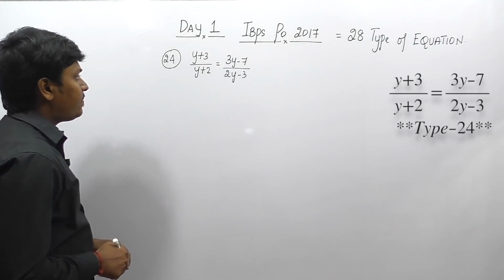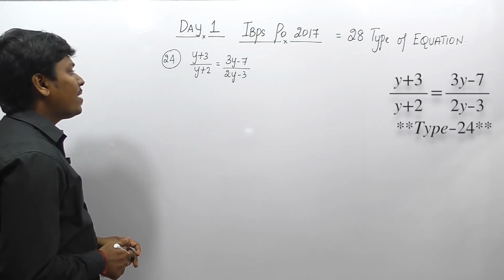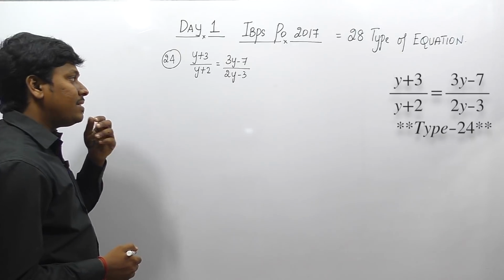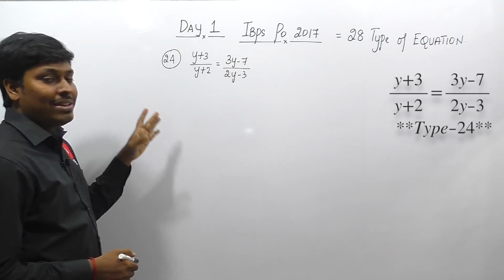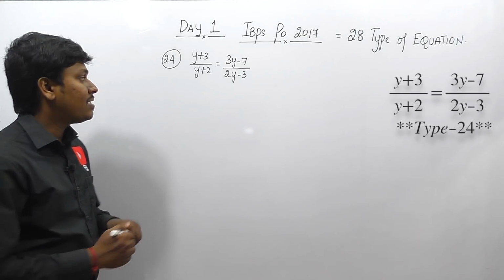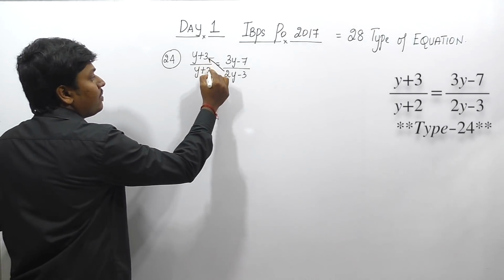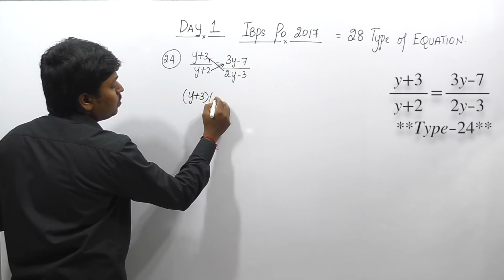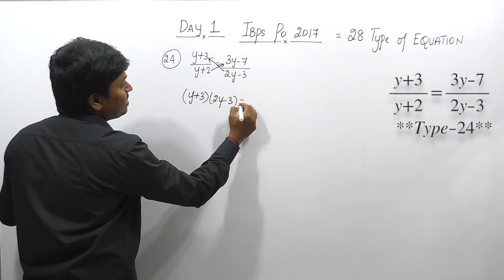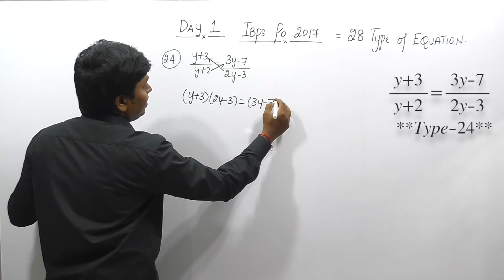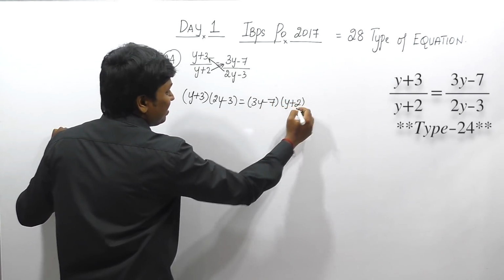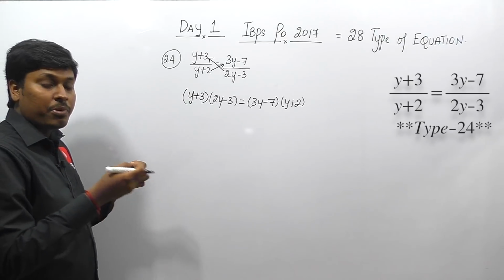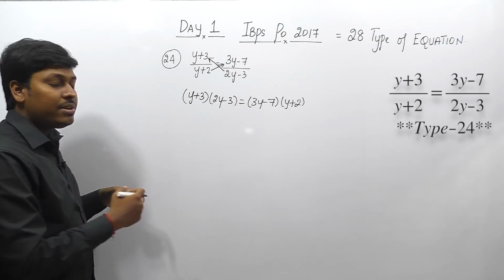Type number 24. y plus 3 divided by y plus 2 is equal to 3y minus 7 divided by 2y minus 3. So friends, I think there is no other way. First of all, we need to simplify this equation, right? By cross multiplying, we need to simplify this. So this becomes y plus 3 into 2y minus 3 is equal to 3y minus 7 into y plus 2. No other way, we need to multiply all the values, then convert this equation into a proper quadratic equation, then find the factors.